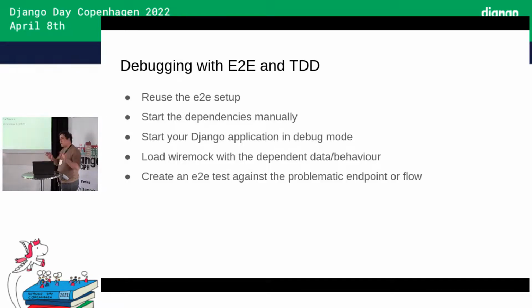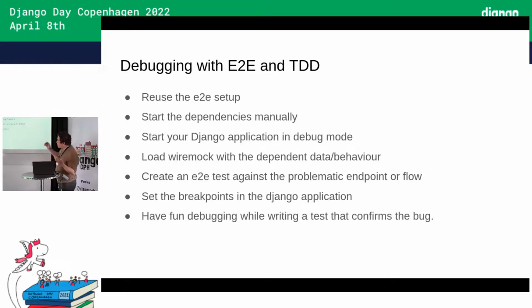And then you are going to start to create the end-to-end tests against the problematic endpoint or flow. Sometimes it's not just one request that fails, it's a sequence of requests. You set the breakpoints in the Django application, and then you start to have fun debugging while you write the test that confirms the bug. You iterate until you are able to reproduce the bug. And finally, you fix the bug. You have written the test that confirms the bug. That means that the test proves that there is a bug in your system.